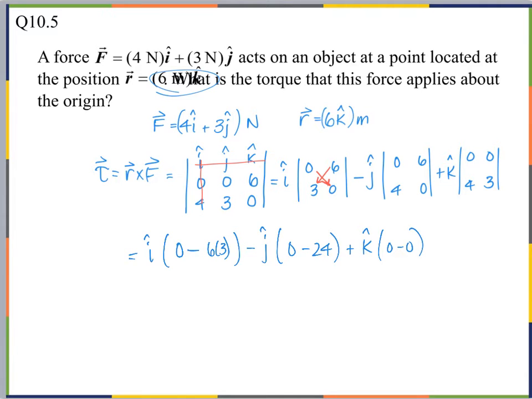So in the end, our answer to the torque given by this force and this radius vector is minus 18i plus 24j, and the units of torque is Newton meters. And there you go.